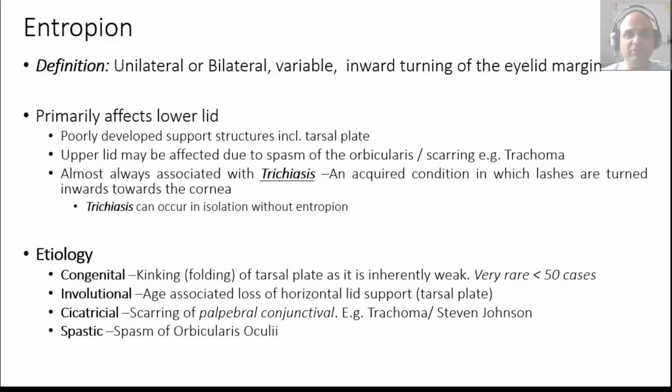Involutional is again an age-related process in which your lid support structures, the tarsal plate, have become so weak that the lid can simply fold inwards. Cicatricial is scarring, but rather than scarring on the skin side, now you have scarring on the conjunctival side. Again, the example is trachoma. You can also see it in Stevens-Johnson syndrome, which is erythema multiforme major, which I'm sure you know. Spastic is simply spasm of orbicularis oculi, and we'll see why that happens.